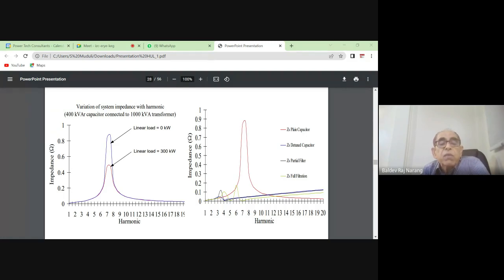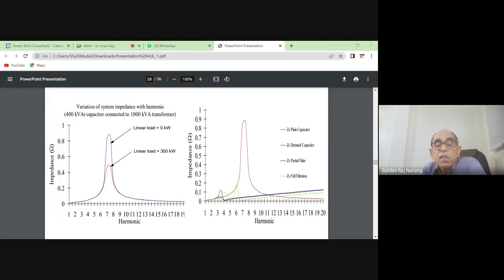So here we have shown two loads. Suppose we have a transformer where no linear load is connected, only non-linear. So the impedance impact will be very severe. And suppose we have distributed the transformer load, some linear, some non-linear, the impedance impact is slightly reduced. It is dampened.